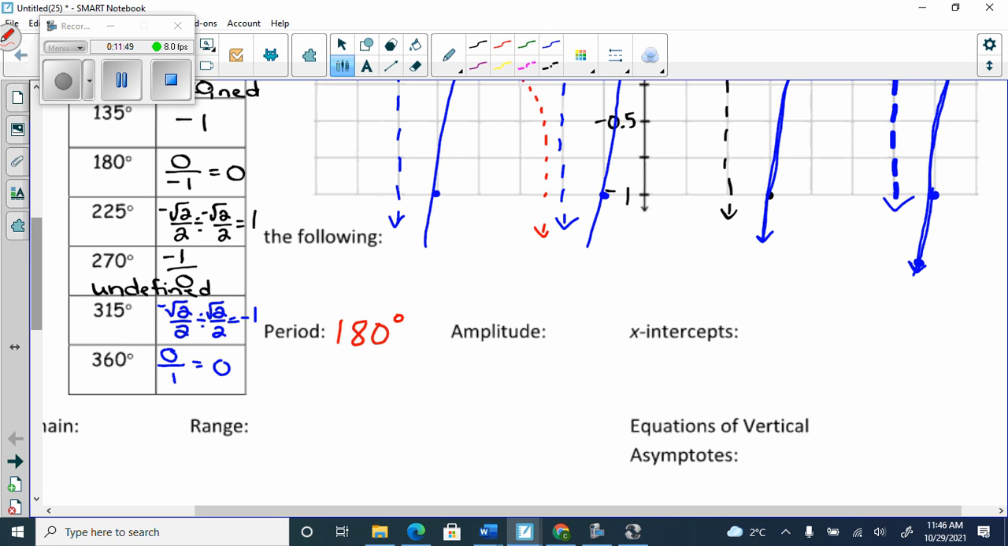Okay, what's the amplitude of this one? Is there an amplitude? Amplitude is from the min to the max, it's this much, divided by 2, correct? Does this one have that? No.